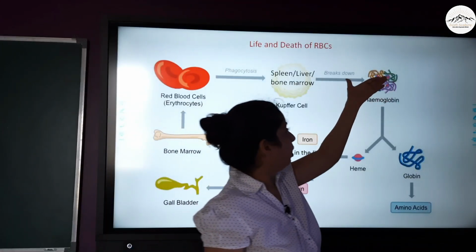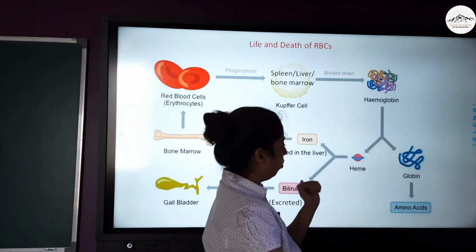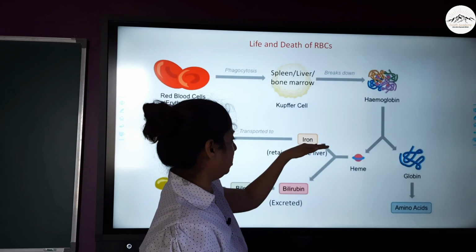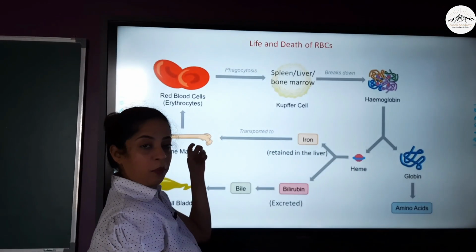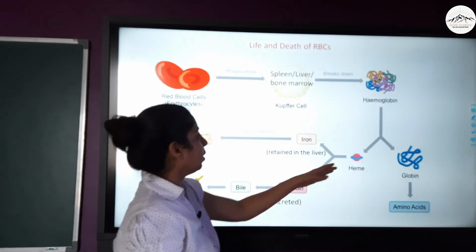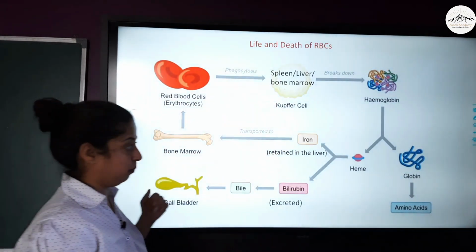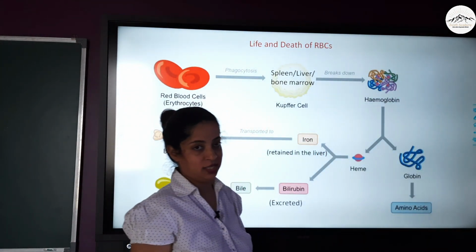There it breaks down. Hemoglobin breaks into two parts, the heme part and the globin part. The heme part, that is iron, is retained in the liver and transported back to the bone marrow. The bilirubin is excreted through the gallbladder and the globin is used in making amino acids.